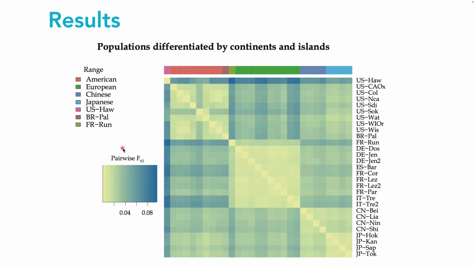The heat map matrix of genetic differentiation recapitulates the clustering of distinct native and invasive populations. The additional information is that two island populations of Hawaii and France Réunion are more differentiated from all other populations, which suggests a more isolated population history.